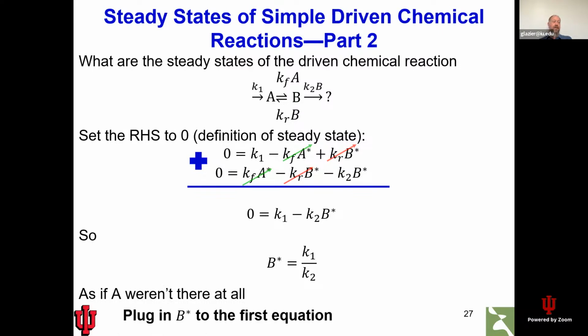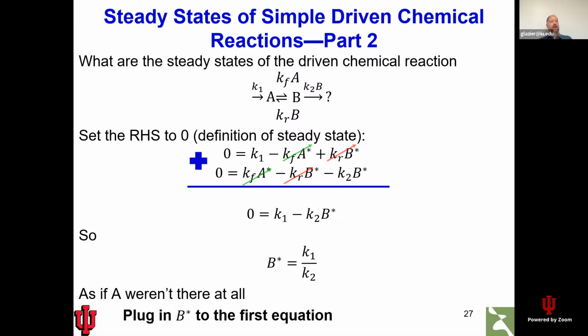Which is sort of interesting. You might think that the amount of B would depend on the ratio of KF to KR. But you'll notice there's no KF or KR in the amount of B. It only depends on the source and the destruction. That's actually a pretty fundamental observation in chemistry.